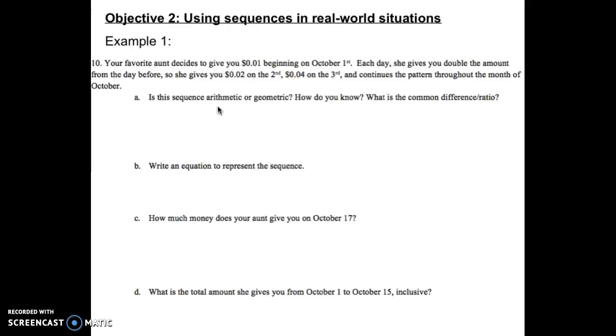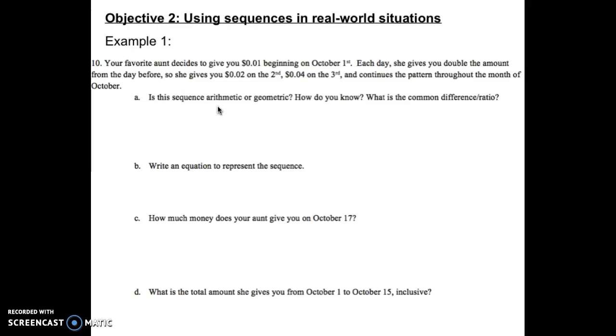If I was going to do example 1 and model how to do it, I would read it first. Your favorite aunt decides to give you 1 penny, a whole cent, beginning on October 1st. Each day she gives you double the amount from the day before. So she gives you 2 cents on the 2nd, 4 cents on the 3rd, and continues the pattern throughout the month of October. So there's 4 parts. Part A says, is this sequence arithmetic or geometric? How do you know? And what is the common difference/ratio?